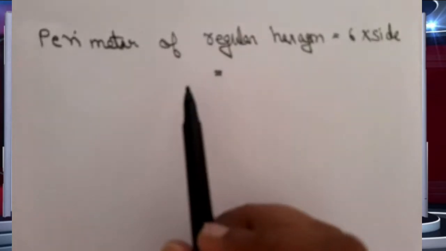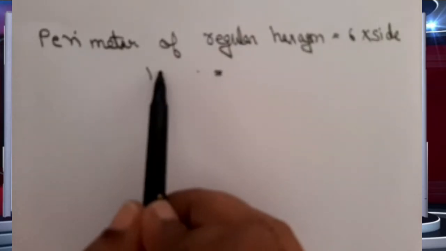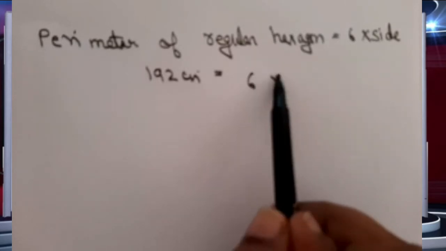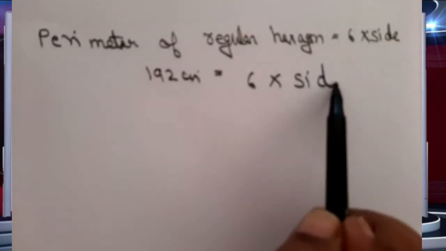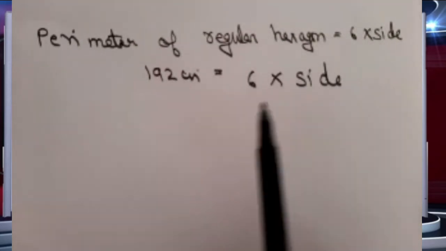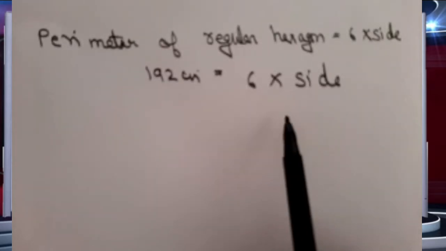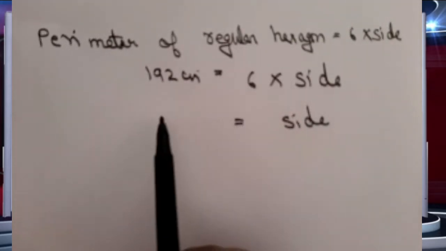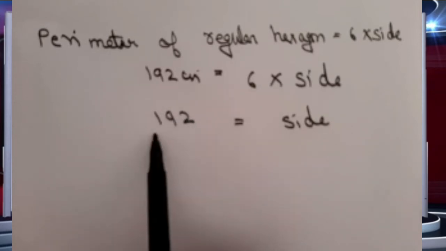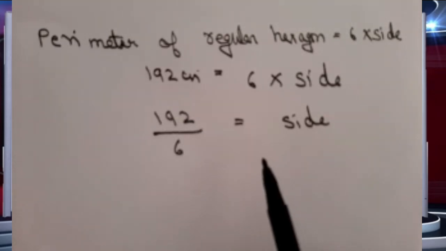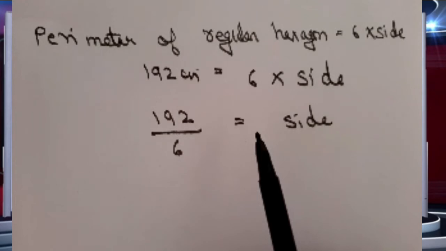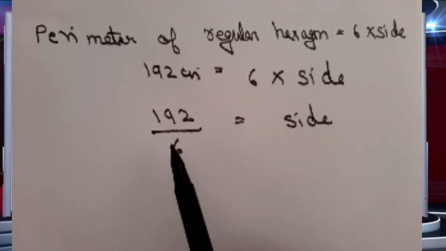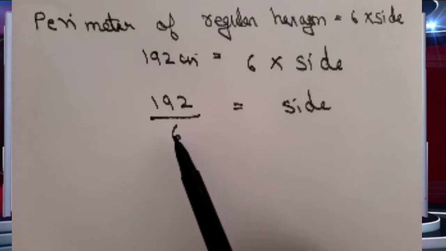So here perimeter is given 192 centimeter. We have to find out the length of each side. So we will write 192 is equal to 6 into side. Now we will keep side here and we will shift this 6 to this side. So when we are shifting any number from RHS to LHS or from LHS to RHS, we always change the sign. So here 6 is having the multiply sign. So when it will change its side, it will become the divide sign.